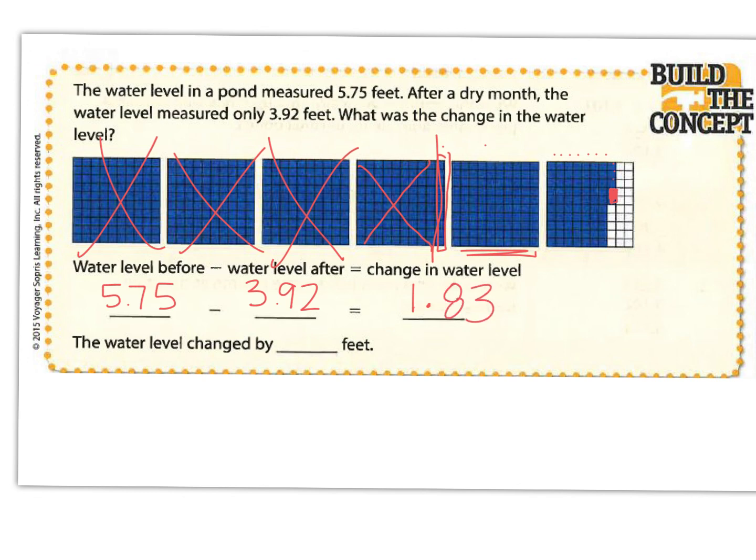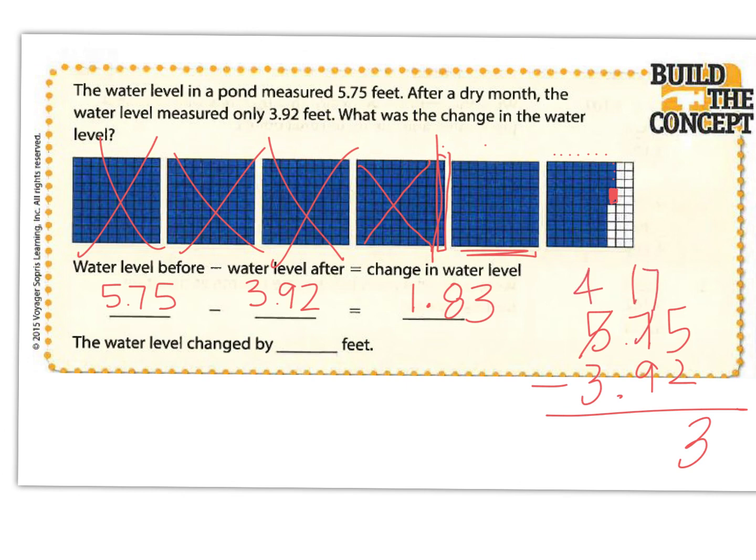So let's double check our answer. If I do 5 and 75 hundredths minus 3 and 92 hundredths, 5 minus 2 is 3. We can't do 7 minus 9, so we have to borrow from here, make that a 4, make that a 17. So 17 minus 9 is 8. Bring down that decimal point. 4 minus 3 is 1. So did we get the same answer? Yes, we did. The water level changed by 1 and 83 hundredths feet.